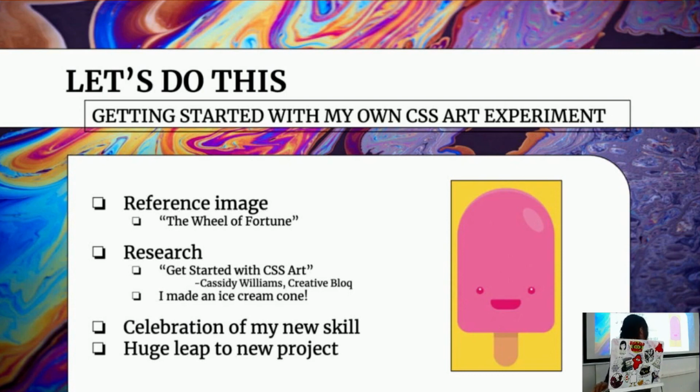Notice one thing about this ice cream cone though, and that is no borders. There are no outlines here, no lines. As a line enthusiast, I was starting to get a little bit worried. Why are there no lines?